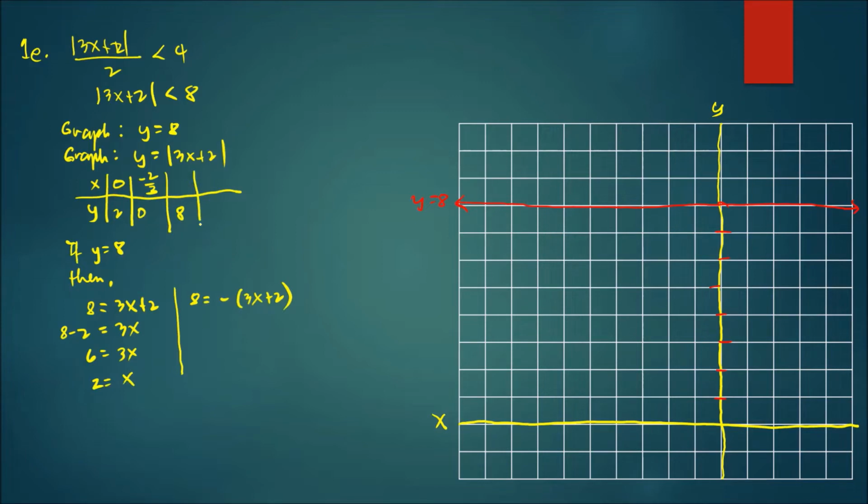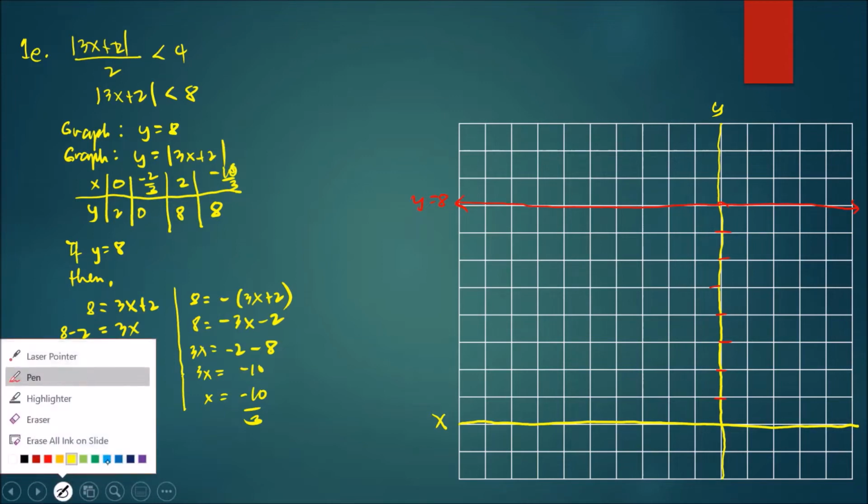So this will be our first point, 2, 8. For our second point, we have 8 is equal to negative 3x minus 2, or that is 3x is equal to negative 2 minus 8, or that is 3x is equal to negative 10, or x is equal to negative 10 by 3. So this is our next point, negative 10 by 3.